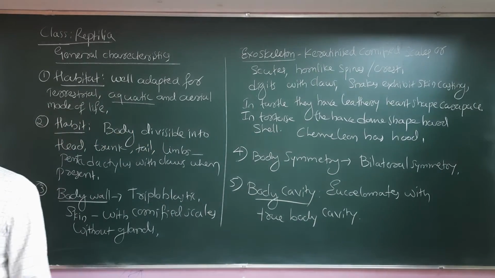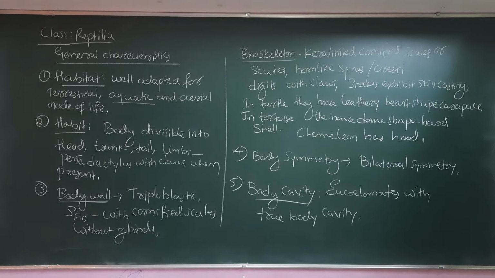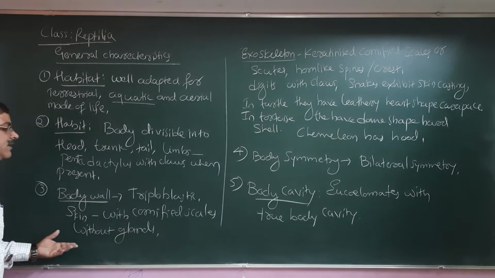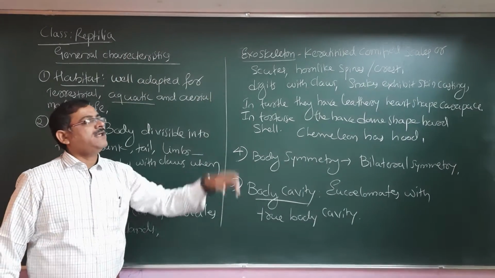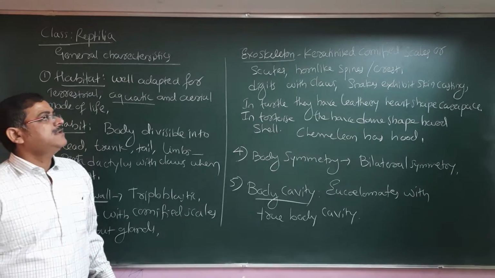By habitat, they are terrestrial, aquatic, and they can even lead an arboreal or aerial mode of life. By habit, the body is divisible into head, trunk, tail, and limbs, pentadactyl with claws when present. There are certain reptiles without limbs also, such as snakes. Body wall is triploblastic, skin with cornified scales without glands. So they have dry, rigid skin. Exoskeletal structures are mainly keratinized cornified scales or scutes.